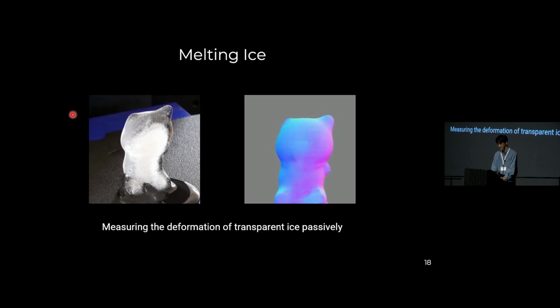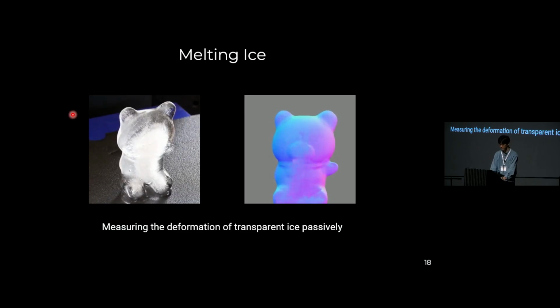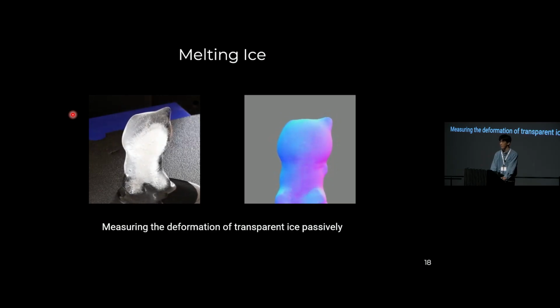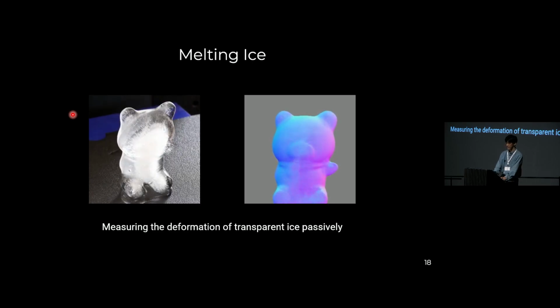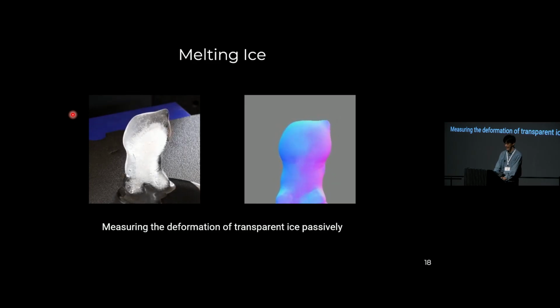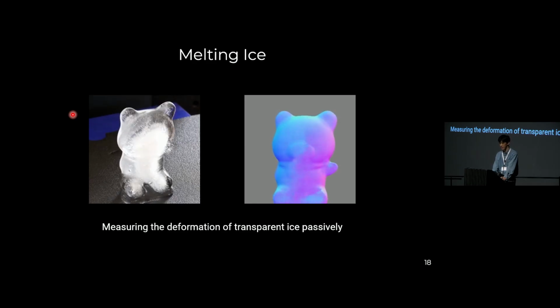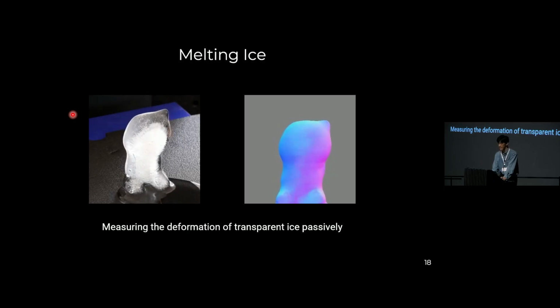And here's a task that was nearly impossible before: capturing the shape of melting ice. It's transparent, it's deforming, and active methods cannot be used because they would affect the melting process. Our method makes it possible to capture the deformation of transparent ice in a completely passive way from a single point of view. It might be possible to capture the shape of more dynamic subjects, such as liquid, in the future.